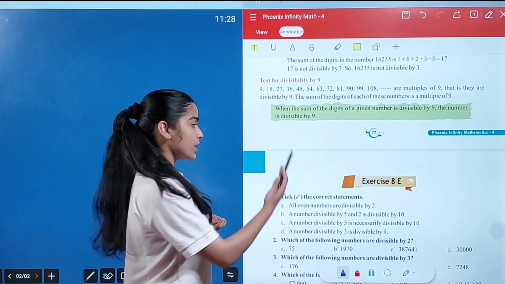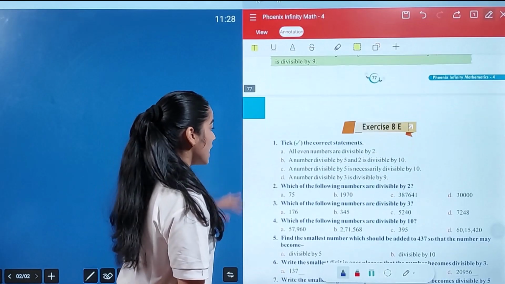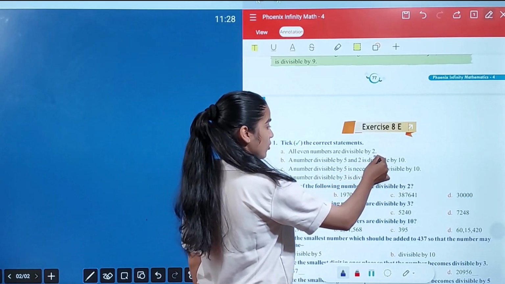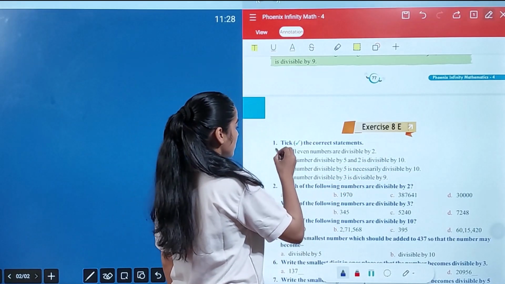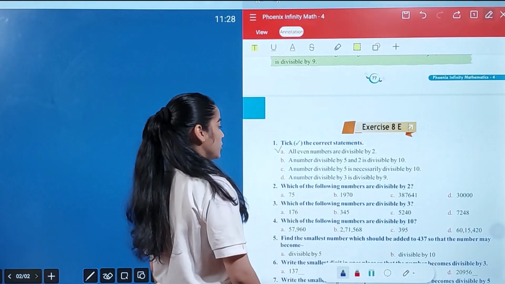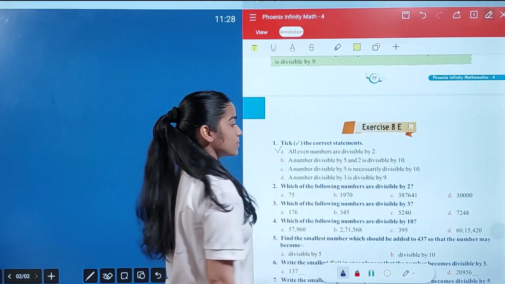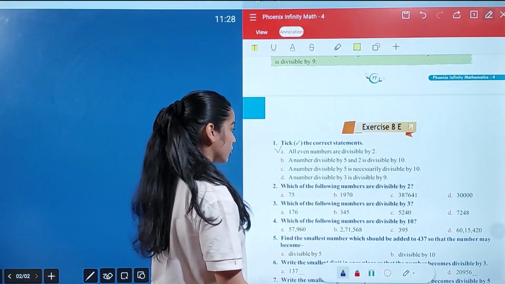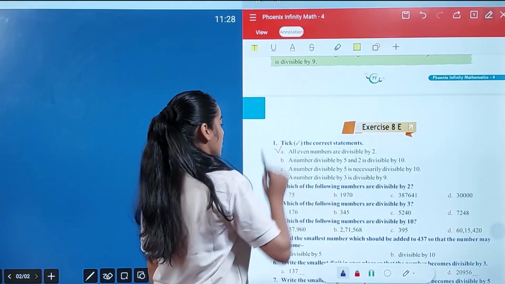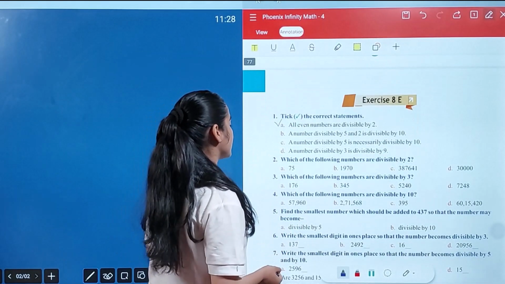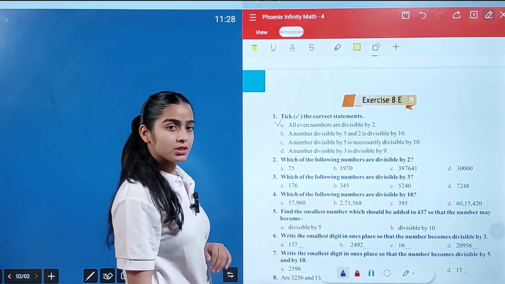Now we move forward to our next exercise, which is 8E. All even numbers are divisible by 2. So is it true or false? You have to tell me. Yes, all even numbers are divisible by 2. Now, a number divisible by 5 and 2 is divisible by 10. You can say that or not. So you have to check it by looking at your above section, and then you have to take the correct statement. Similarly, you have to do the rest of the statements you have.